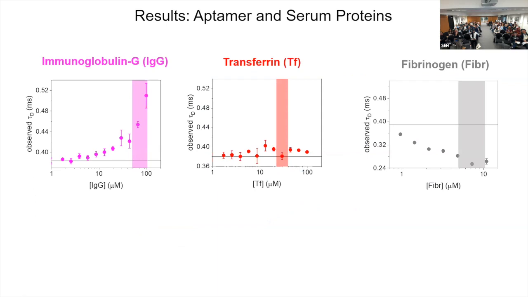And we did the same with 3 other abundant serum proteins. For IgG, more or less, the situation is the same as for albumin. So we see an increase, but it's not really binding. Transferrin, nothing happens. Fibrinogen was strange because we see an apparent decrease of the diffusion time. I think this is due to an interaction with the dye, something interacting and changing the photophysics of the dye. So it may indicate that something happens, but again, we don't observe a real complex formation in this case.